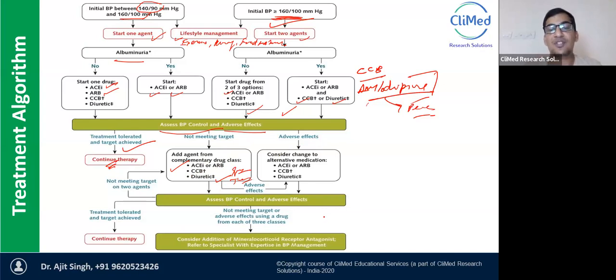Then after some time again we will assess the patients. When we are assessing the patients, if the treatment is well tolerated, then continue the therapy. If the patient is not tolerating the therapy and showing some kind of side effects, then in that case what to do?